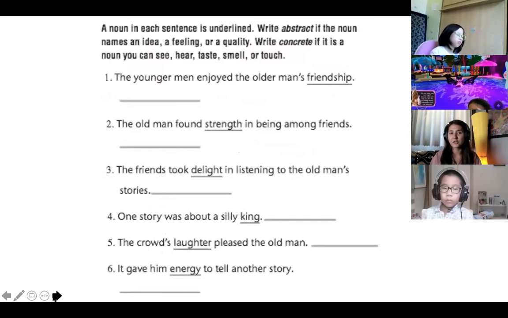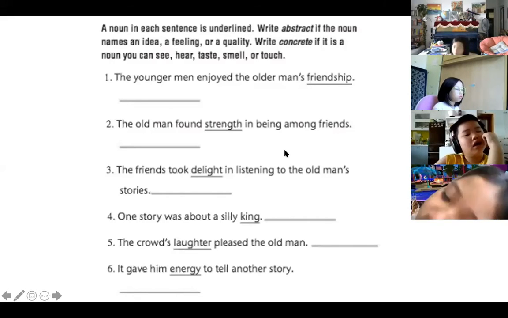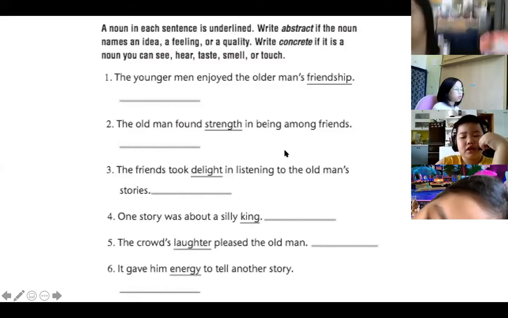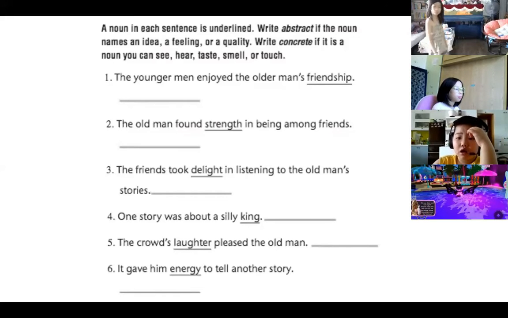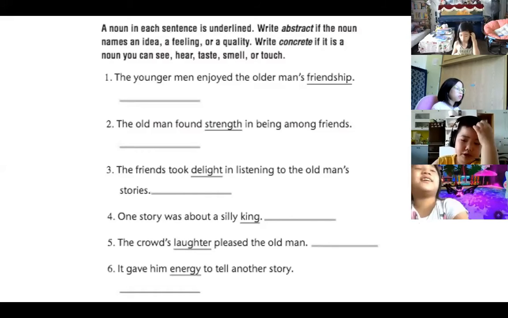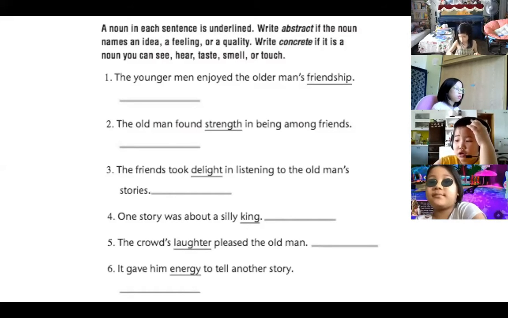On 2 pages in our reader's notebook, we had to decide whether the underlined noun was an abstract noun or a concrete noun. Who can explain to me the difference between an abstract noun and a concrete noun? Let's go for Ryan. What do you think? A concrete noun is a thing that you can see or taste or smell, but an abstract noun, you can't see it, smell, or taste it.